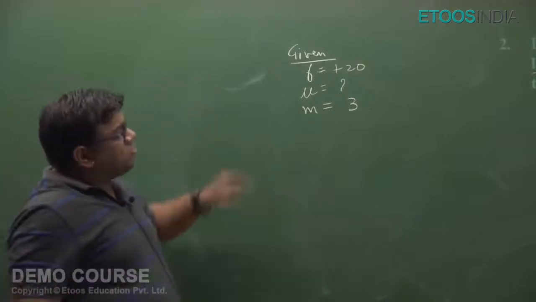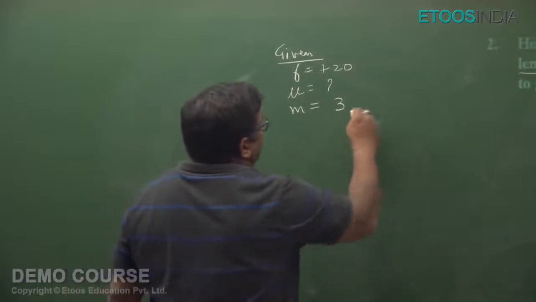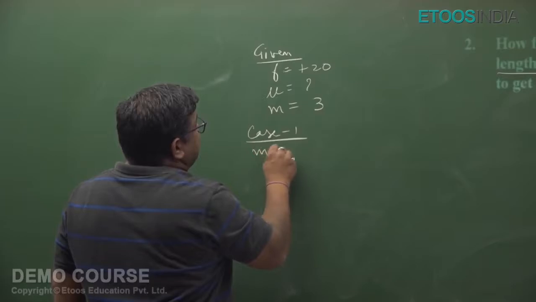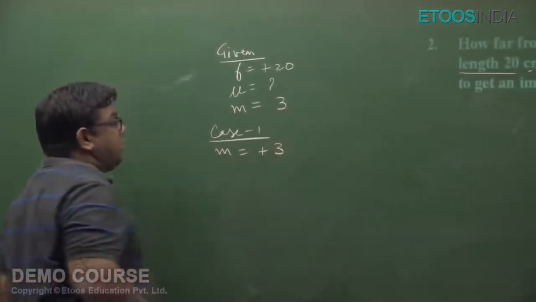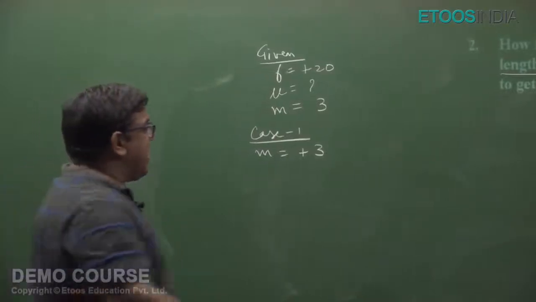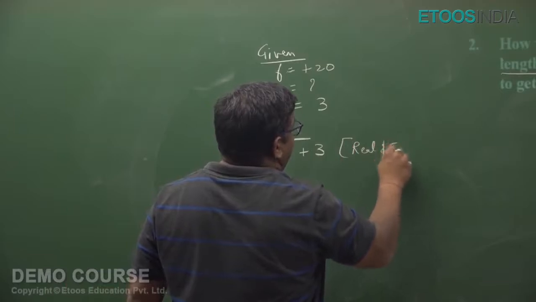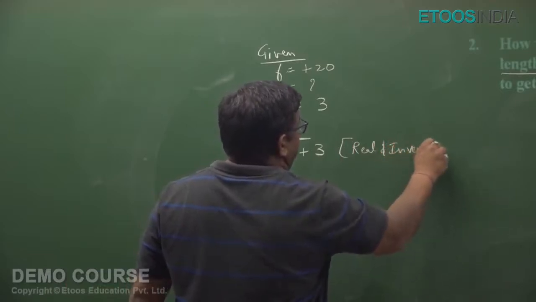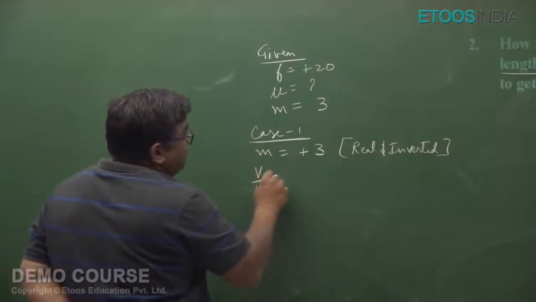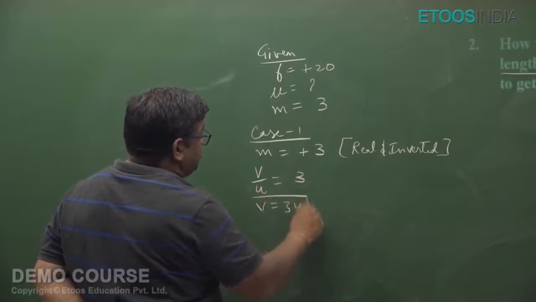So we'll solve this question twice. Let me tell you how to do this. We'll take case 1 first. When magnification is plus 3, what do you mean by plus 3? Plus means it is real and inverted. So we know that V upon U is equal to 3. So V comes out to be 3U.